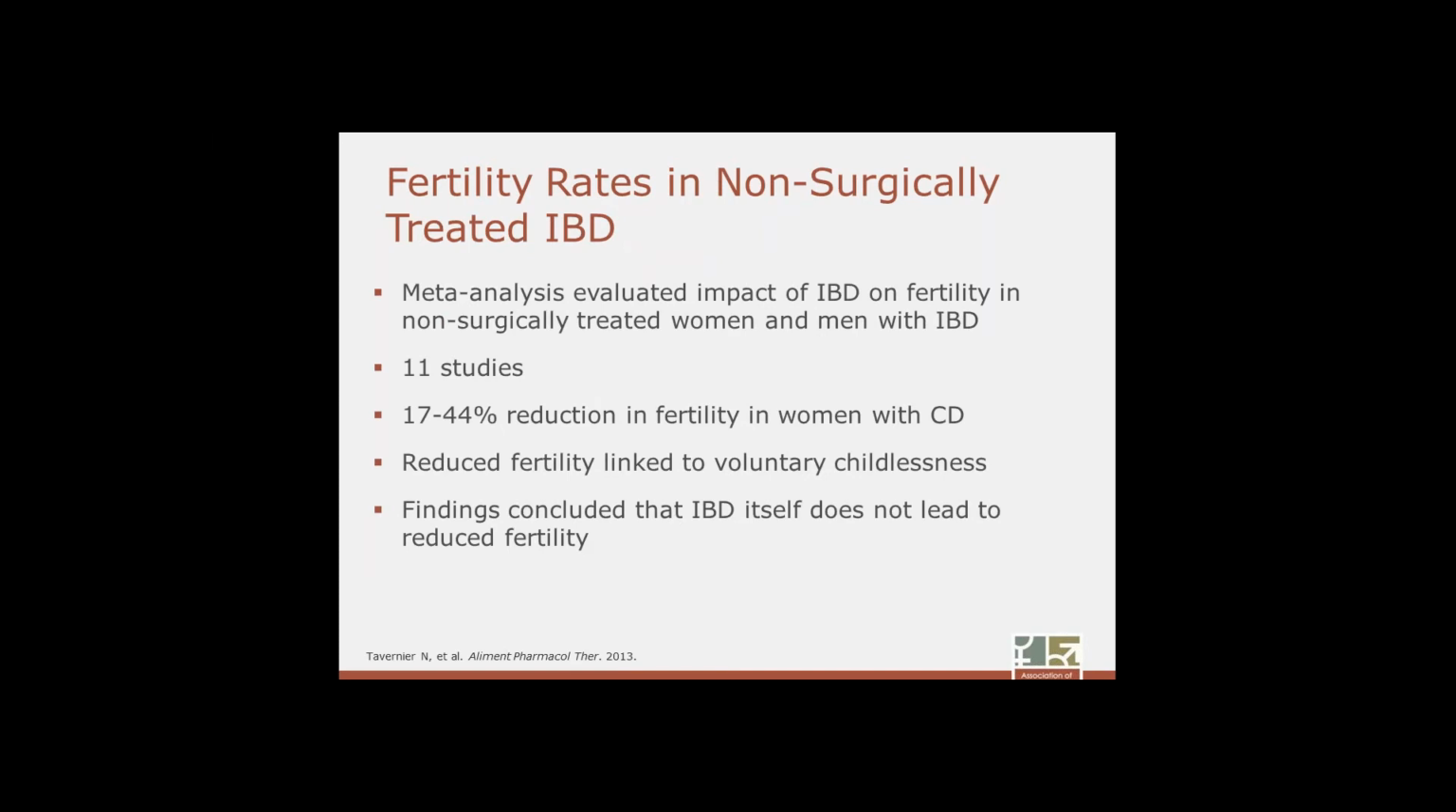In order to look at this at a larger scale, a meta-analysis was done to evaluate the impact of IBD on fertility in both women and men with IBD who had no history of surgical treatment. There were 11 studies that were included in this meta-analysis, and they showed a range of 17 to 44% reduction in fertility in women with Crohn's disease compared with controls.